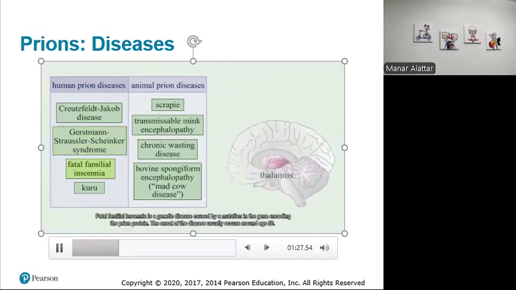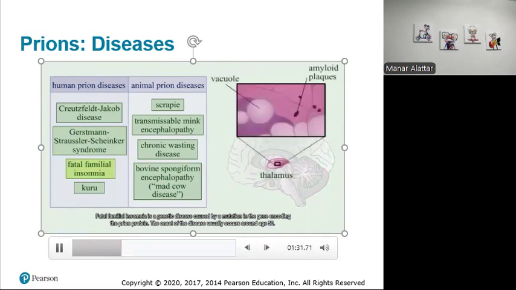Fatal familial insomnia is a genetic disease caused by a mutation in the gene encoding the prion protein. The onset of the disease usually occurs around age 50. The structure in the brain that is most affected is the thalamus, which is responsible for the regulation of circadian rhythms. The first symptom of fatal familial insomnia is a progressive insomnia, which eventually leads to complete lack of sleep and coma and death a year and a half after the onset of symptoms.